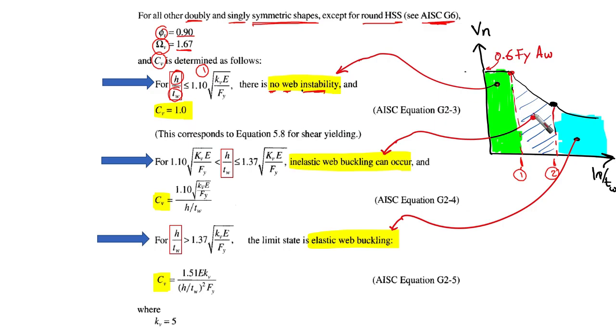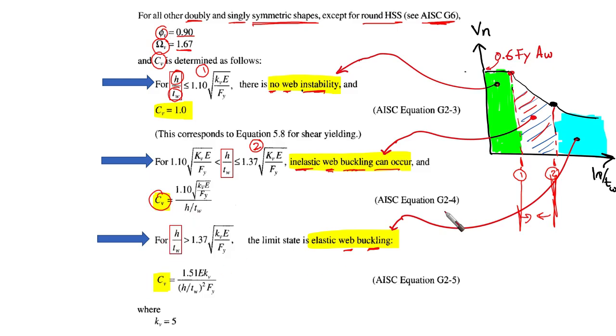However, if we are in this part, the middle part, we are going to have a kind of buckling. So we are going to have web buckling. If it is less than limit number 2, which is this value, 1.37 square root of kV times E over F yield, and larger than limit 1, then we are talking about inelastic web buckling can occur. Based on this case, which is the middle part here, CV is going to be calculated as 1.1 the radical of kV E over F yield over H over T web.